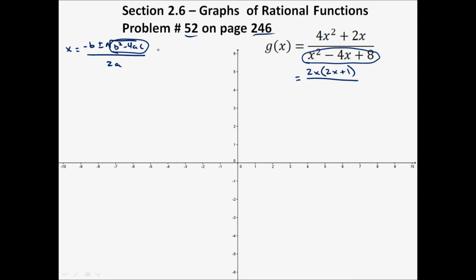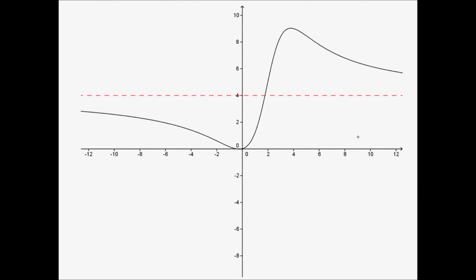So b is negative 4. Negative 4 squared is 16 minus 4 times a, which is 1, times c, which is 8. So we have 16 minus 32 equals negative 16. So the discriminant is negative, which means this denominator right here will never equal 0. So it's not factorable, and it never equals 0. That is why in this graph there are no vertical asymptotes.